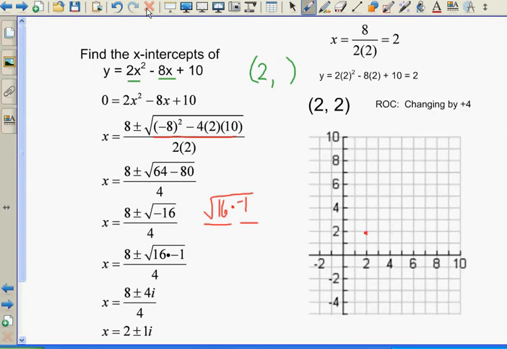2, 2 is right here. Our a value is 2, so our first stair step is 2. And then we know we're changing by 4. So I should be 6 at my next spot, which will put me up here. So if you just look at this, you can see why we were getting a negative inside the square root. We have no real x-intercepts. We're above the x-axis, right? So we don't have any real x-intercepts, but we do have imaginary ones.